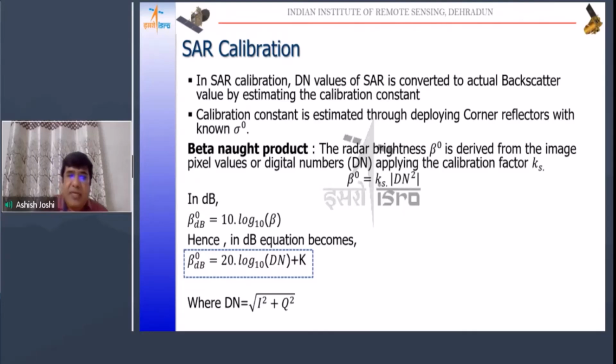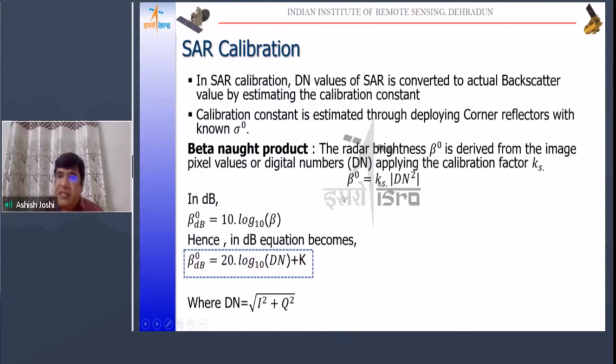Okay, so basically first we have to derive the beta naught. From beta naught we can derive the sigma naught, and then sigma naught can be converted to the gamma naught product. So what is the beta naught product? The radar brightness beta naught is derived from the image pixel values or DN values by applying the calibration factor Ks. So this Ks is unknown, and we have to find this Ks.